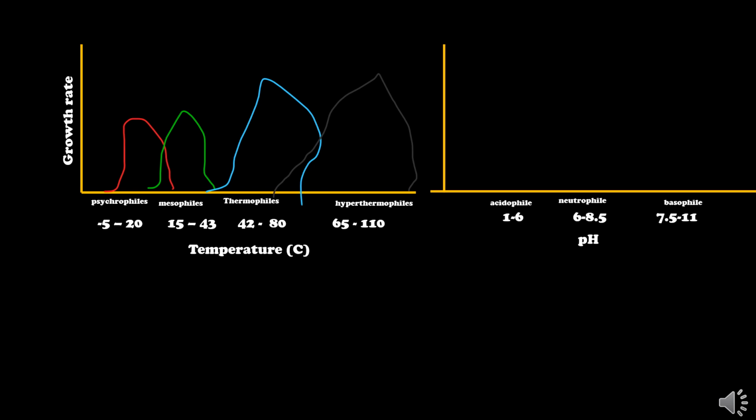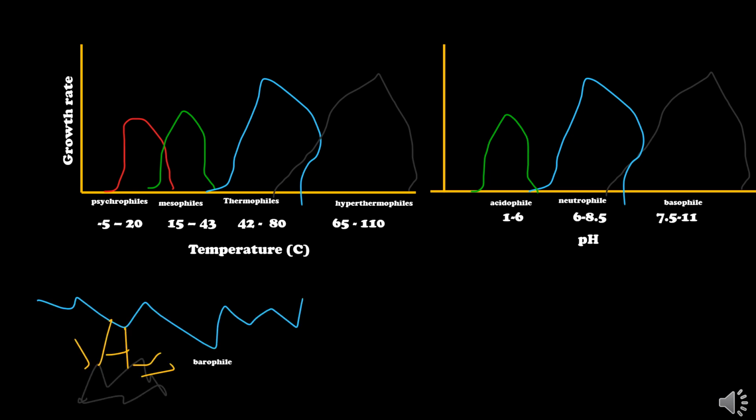As for pH, we have acidophiles living from pH 1 to 6, basophiles living from pH 7.5 to 11, and neutrophiles living somewhere in the middle where the pH is neutral. And finally, we have barophilic bacteria, which live in environments with high pressures, such as hydrothermal vents.